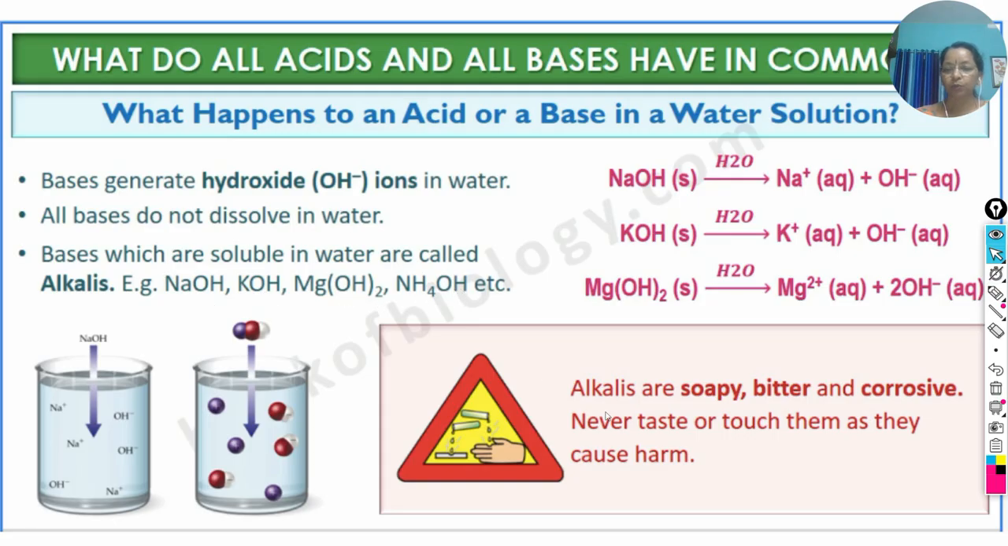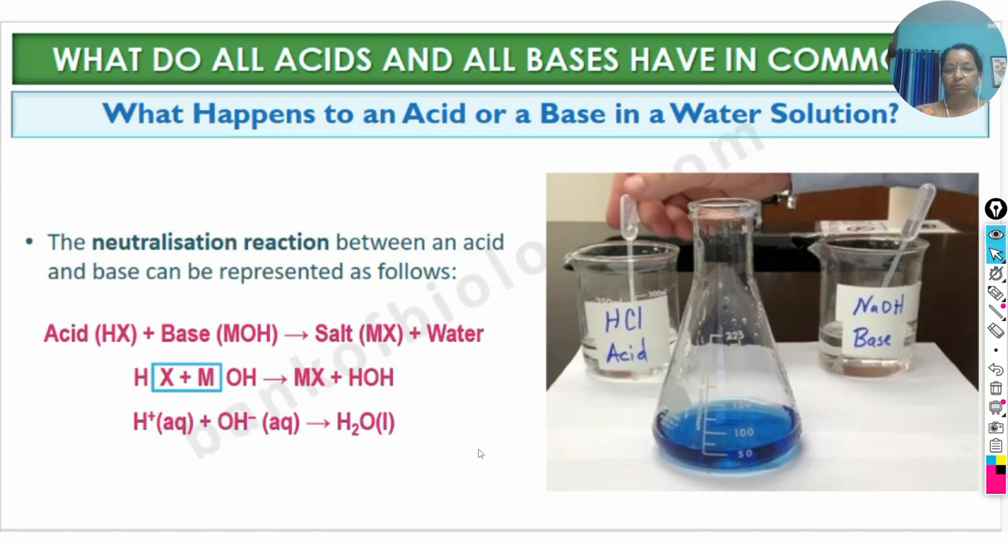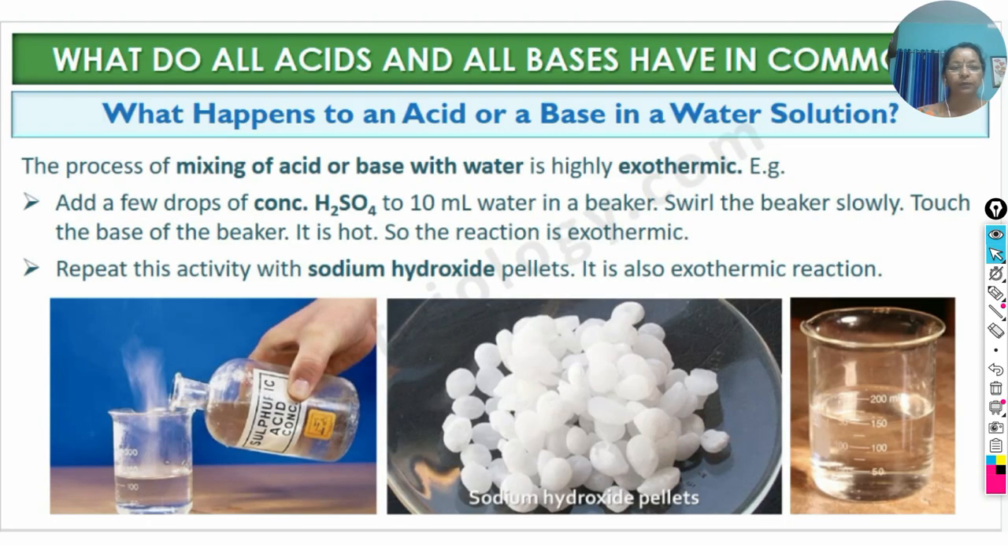Now, they are corrosive. This is a symbol that shows they are corrosive. In bottles containing acids and bases, we can see this emblem. Now what happens to an acid or a base in water solution? It changes into hydronium ion. That we learned. In water, it forms a hydronium ion.